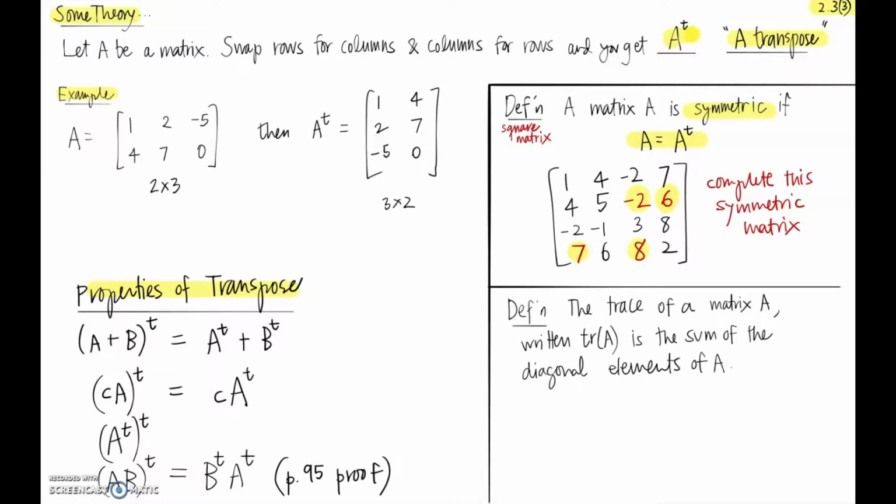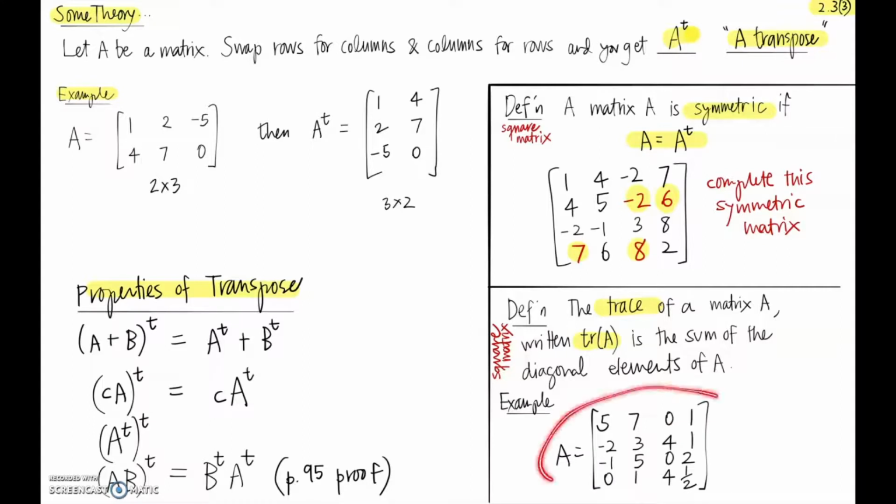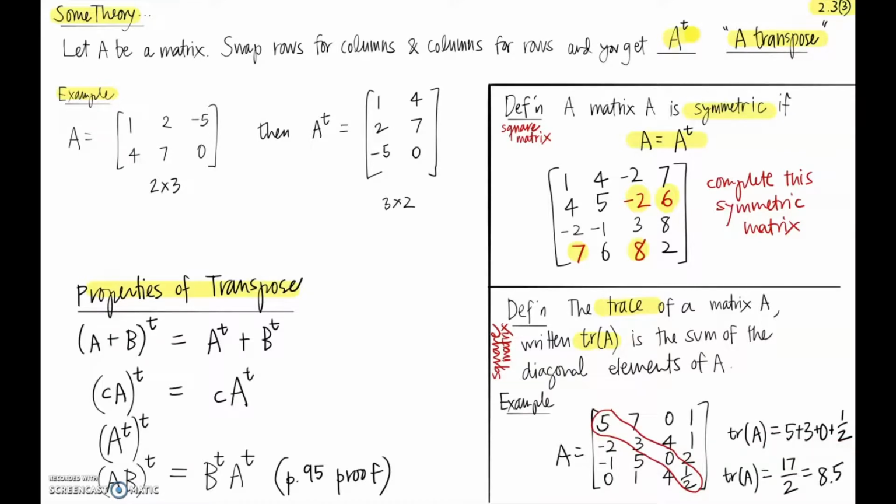Okay, now we're ready to talk about the trace of a matrix. The trace of a matrix A, which is written like this, is the sum of the diagonal elements of A. And this too only works for square matrices. So here I have a matrix A, and it's a 4 by 4 matrix, so that's a square matrix. Awesome. And I can find the trace. I just need to add up all these guys here. So the trace of matrix A will be 5 plus 3 plus 0 plus 1/2. So the trace of this matrix will be 17 halves, or 8.5.